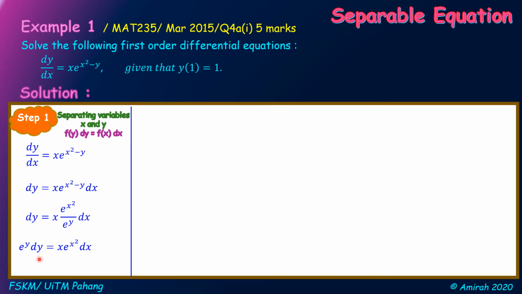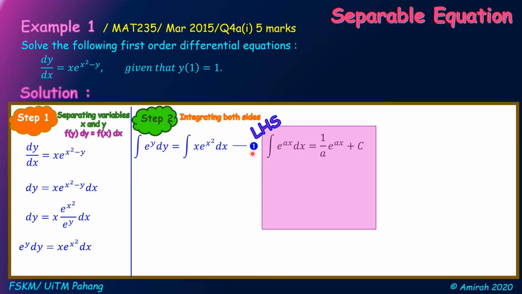After separating variable x and variable y, step 2, integrating both sides. From step 1, e the power of y dy equals x e the power of x squared dx. We just put the integration symbol for both sides, and we name this equation 1. Then we can integrate one by one for left hand side and for right hand side.